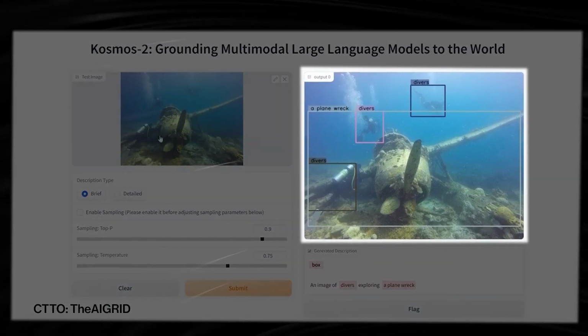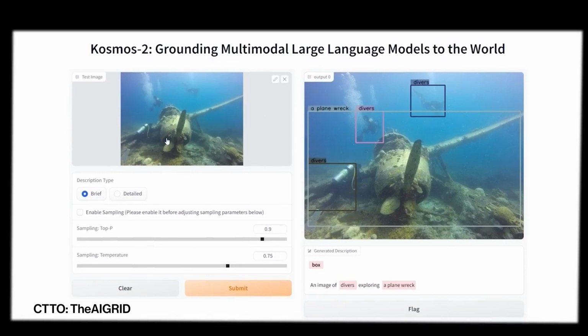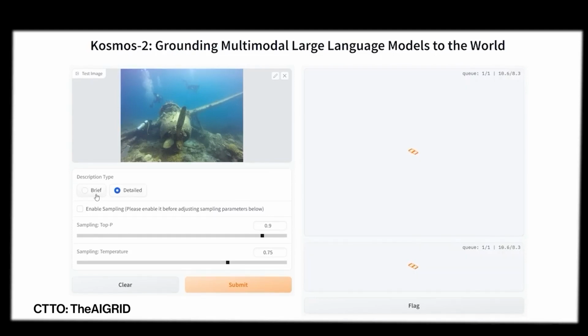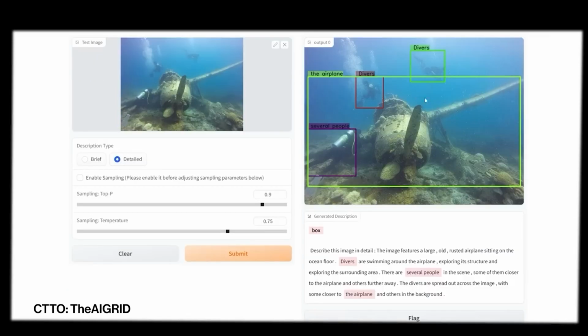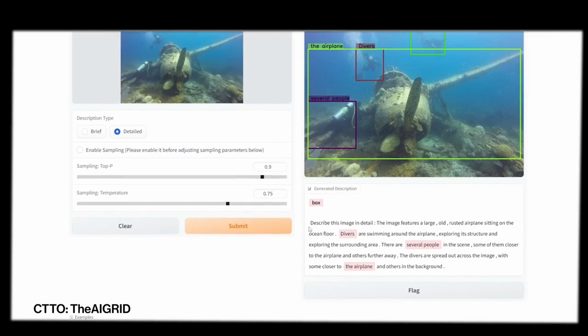As you can see here, the diver on the right is highlighted with a blue bounding box. The one just on top of the aircraft is highlighted with a pink bounding box, while the diver on the left side is highlighted in what looks like a green bounding box. But the real surprise happens when the user resubmits the image. Again, the model brilliantly identifies the plane wreck. However, this time, it goes over and beyond to spot the divers in the background.